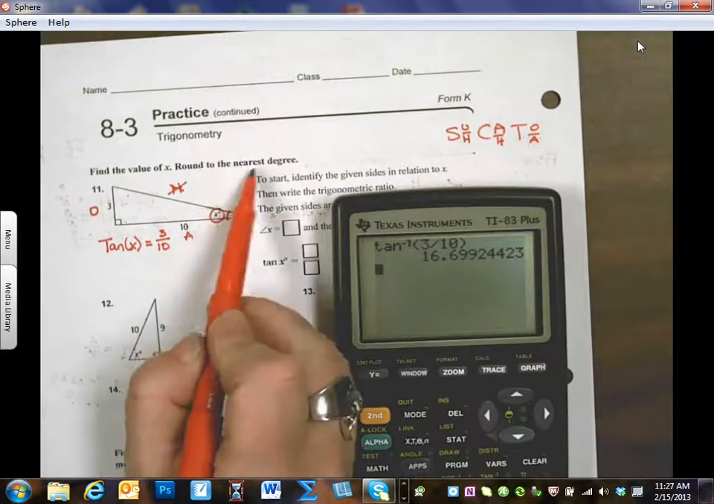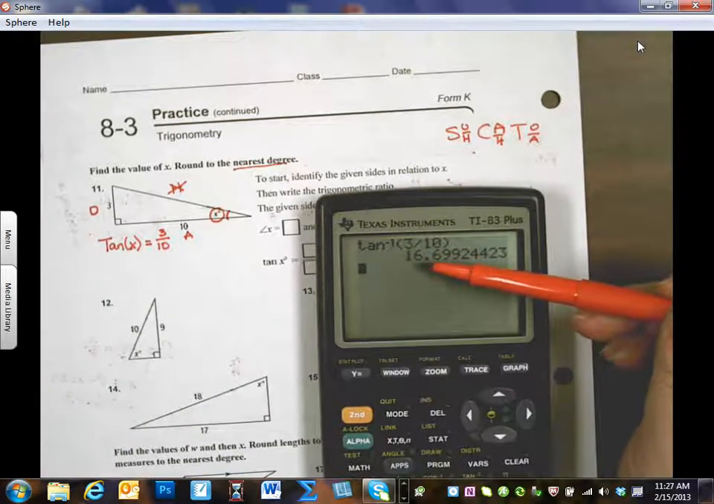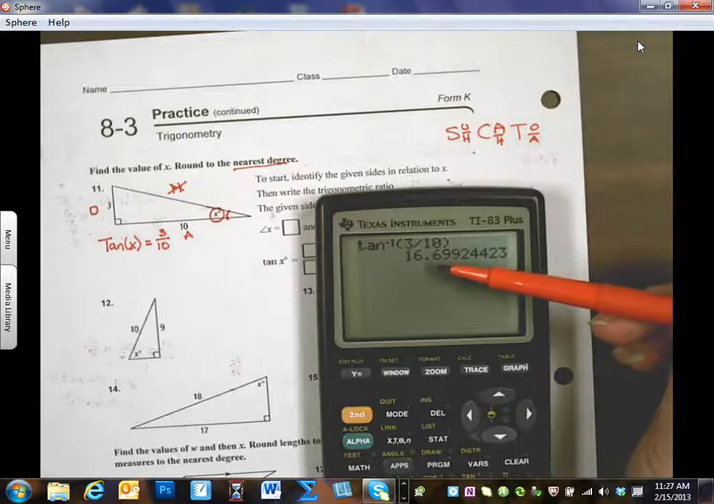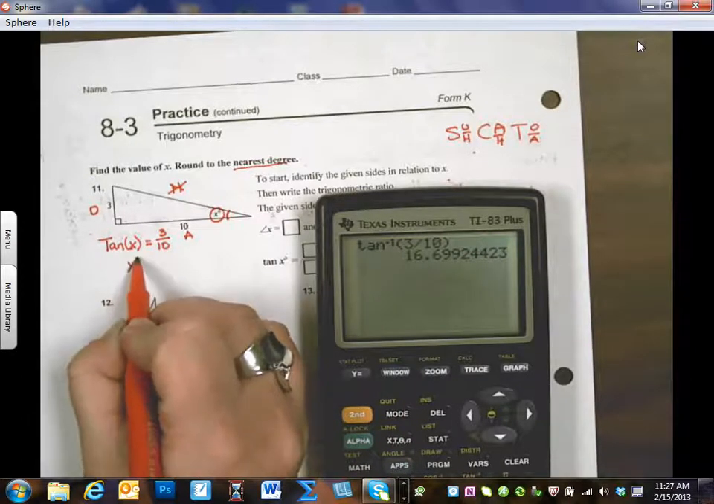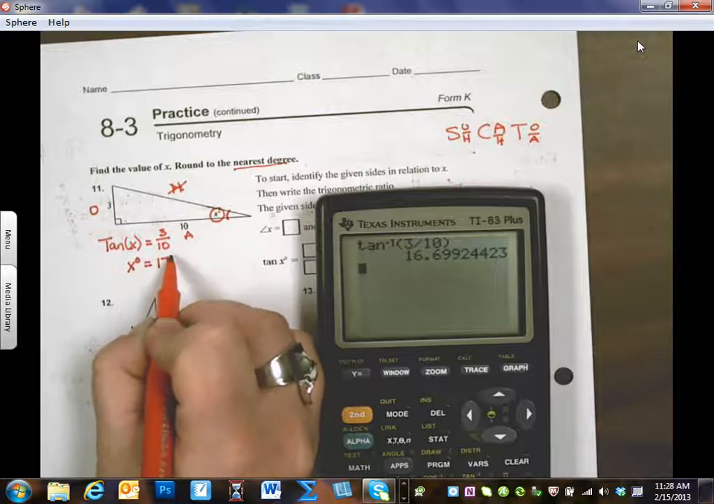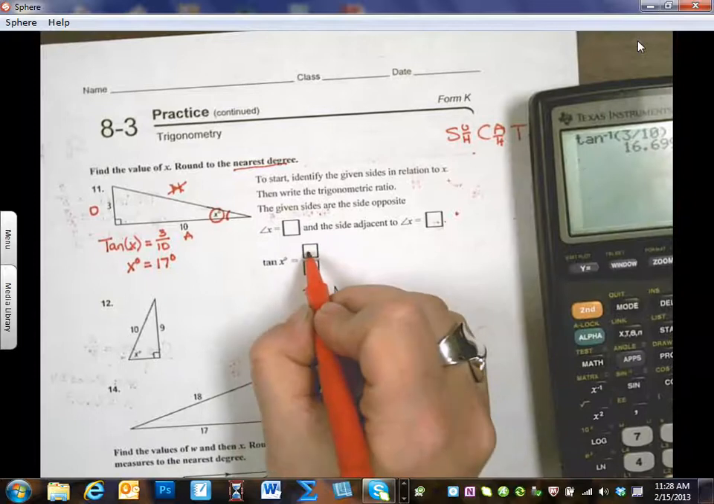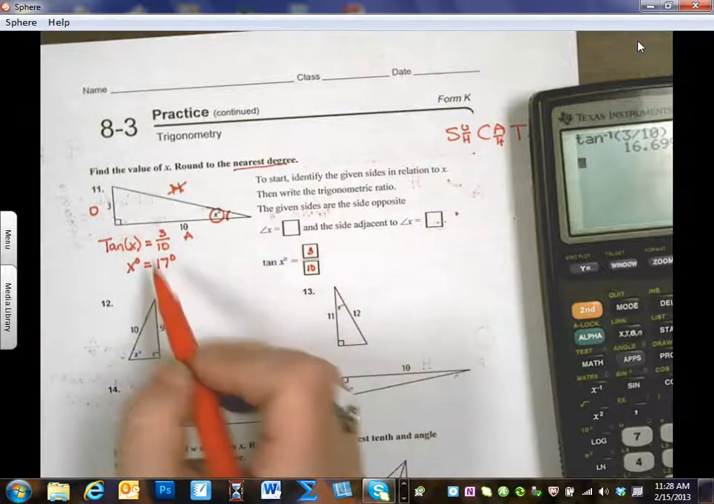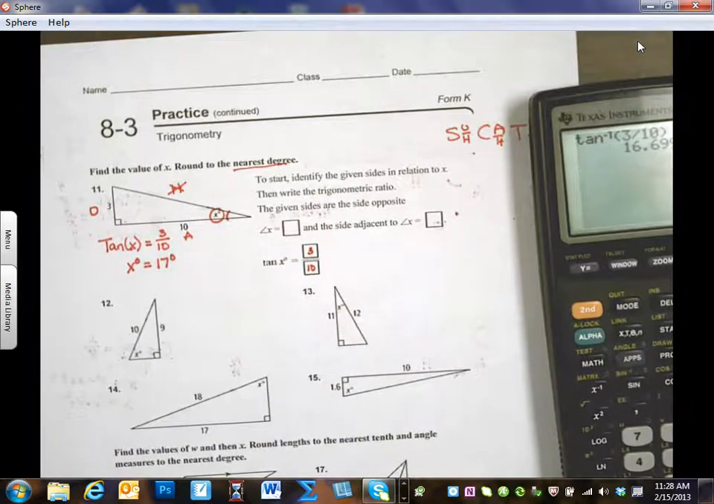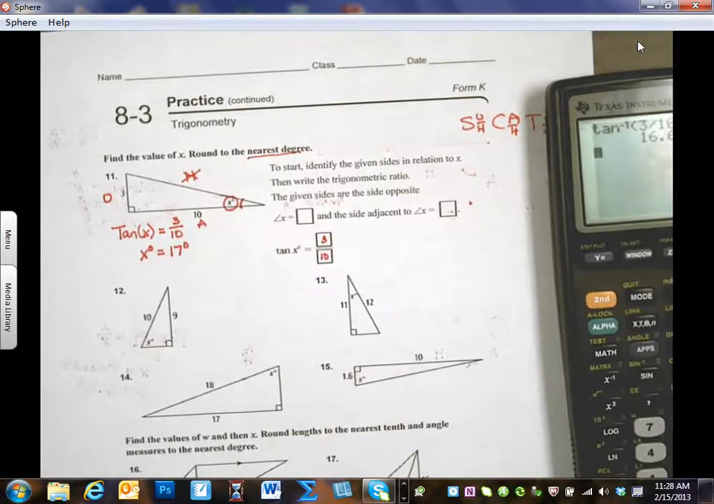Now we're rounding to the nearest degree here. I want that 6 to be my last digit, so I look just one to the right. Is that a 5 or more? Yes, it is. So x degrees is going to be 17 degrees, and that's that angle right there. We could come over here, and they've said O over A, which is 3 over 10, and fill in all our boxes, but that's kind of redundant. We already did the work here. You will find that 12, 13, 14, and 15 are very similar to that.